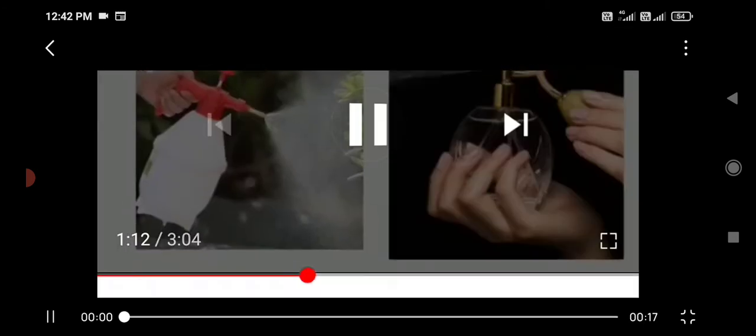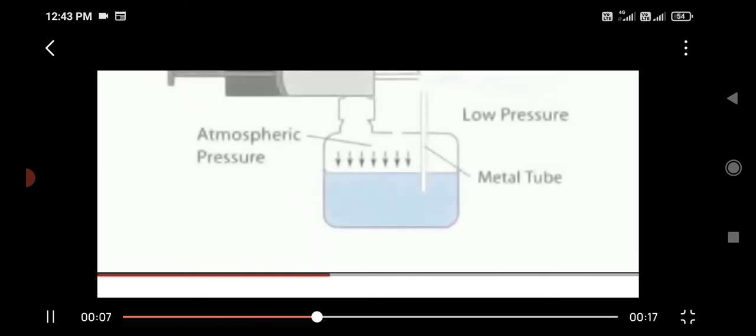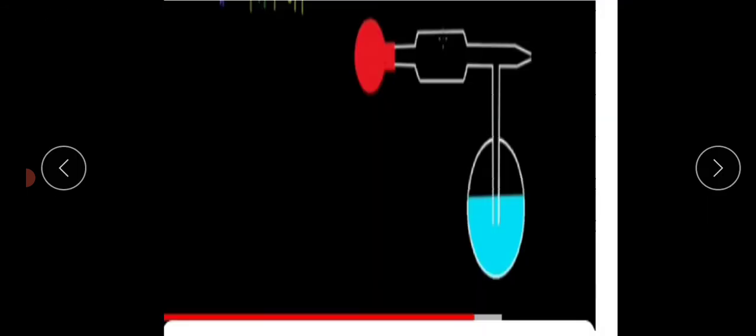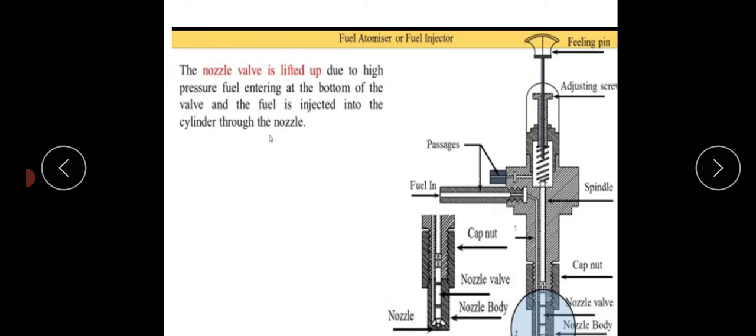Whenever you press the button, what happens? The nozzle valve opens, that is, lifts up. Liquid rushes in at the bottom and passes through the cylinder. So the low pressure, high speed liquid enters and passes outside. This is the example for an atomizer or sprayer. This is the application of Bernoulli's theorem. This is the atomizer diagram.